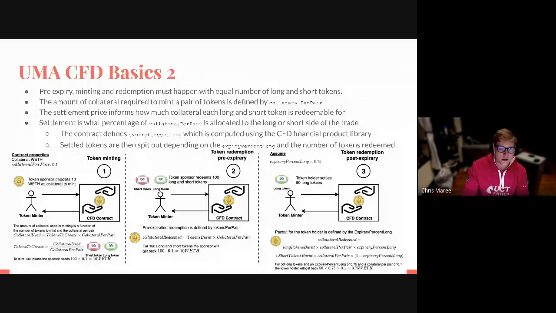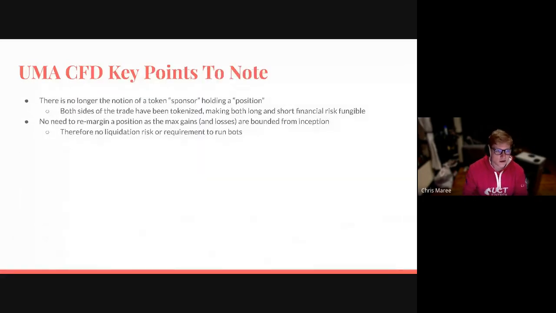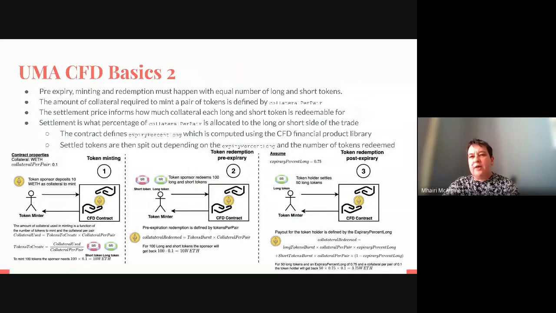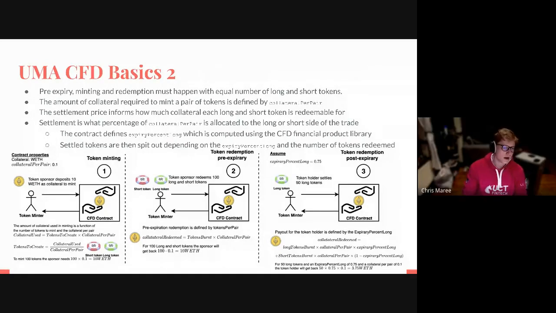Okay, so I think, Chris. Yeah, Vari? Could I just ask, pre-expiry, you have to redeem them in pairs. You can't redeem them singly. It's only at expiry you can redeem only a long or only a short. Correct. Yeah.